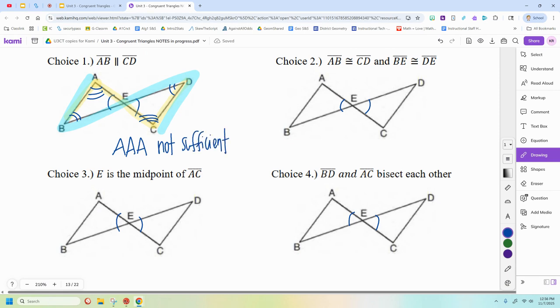Let's look at choice 2. They tell us that AB is congruent to CD. I'm just marking this now with my pen, right? And it tells me that BE is congruent to DE. Is that side angle side? That's angle side. It's not enough because we don't have a right angle, correct? It's not enough. So I'm going to write it this way: no right angle.